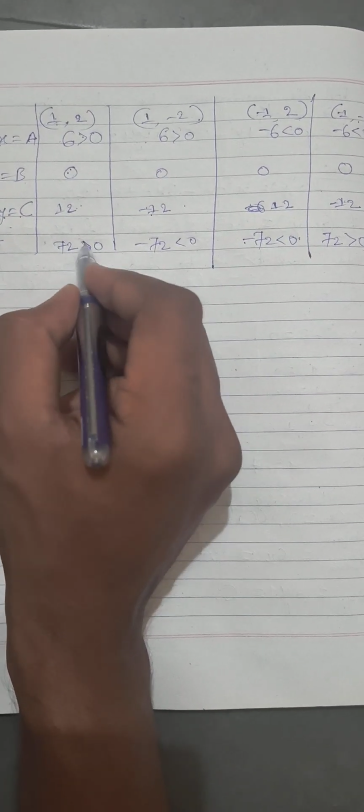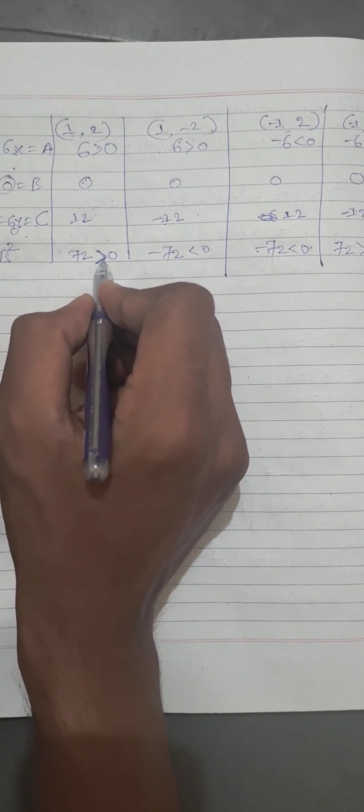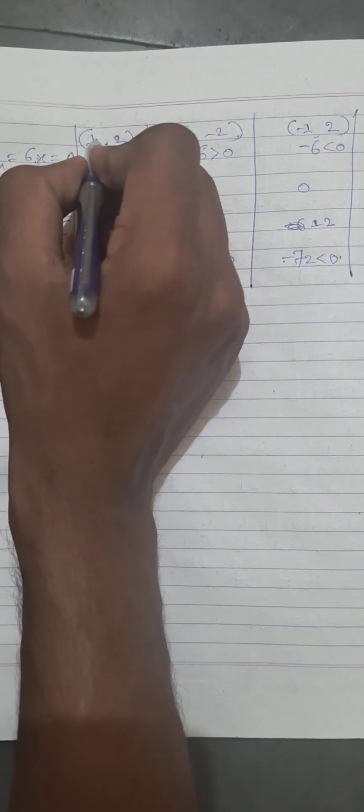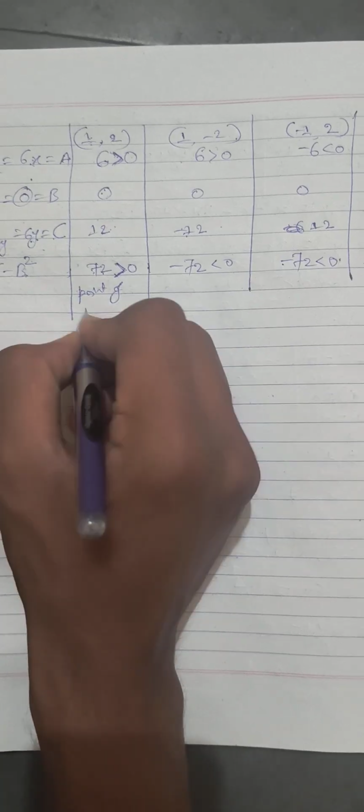So here in this column, Hessian determinant value is greater than 0, and A value is also greater than 0, which means this is the point of minimum. So if AC minus B square is greater than 0 and A value is also greater than 0, that respective point is known as point of minimum.